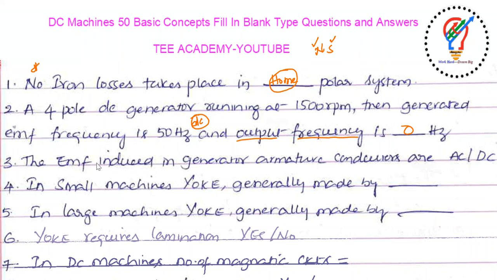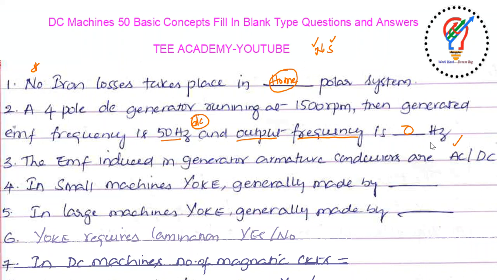Next one, the EMF induced in the armature conductors. You can see here the generated EMF or induced EMF has some frequency. Frequency means either it is DC or AC. Frequency means it is AC only.